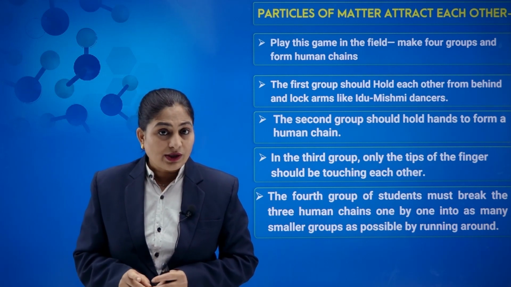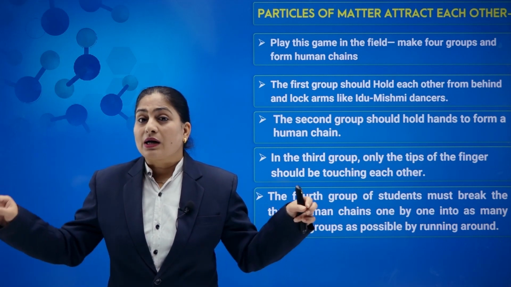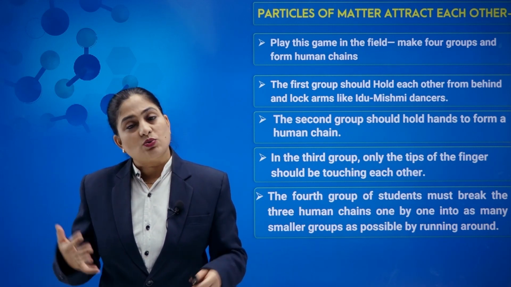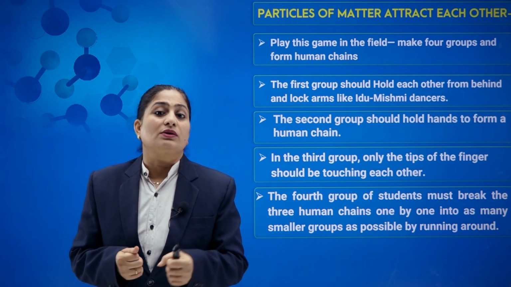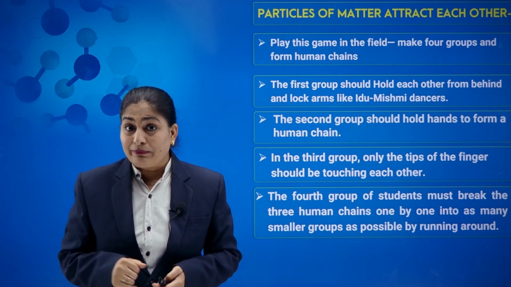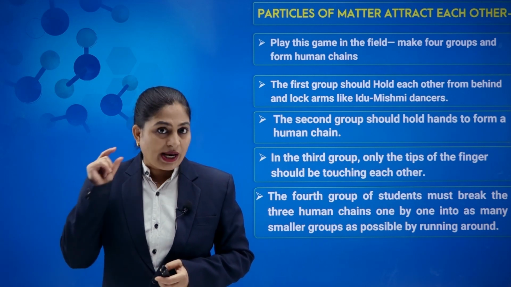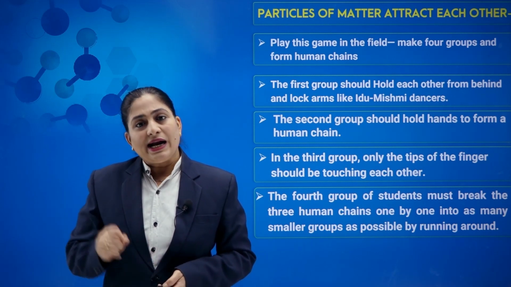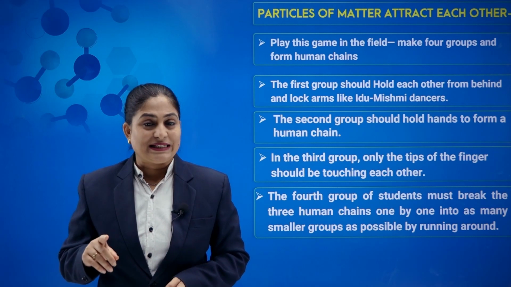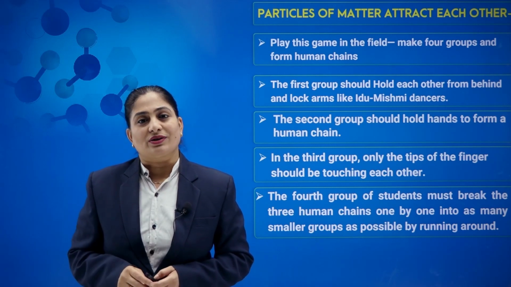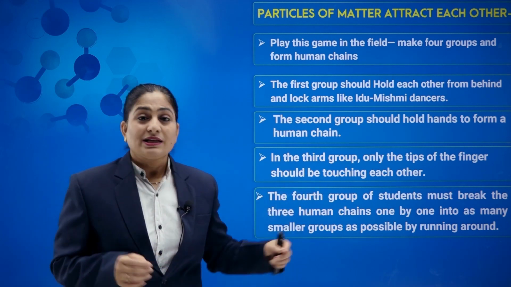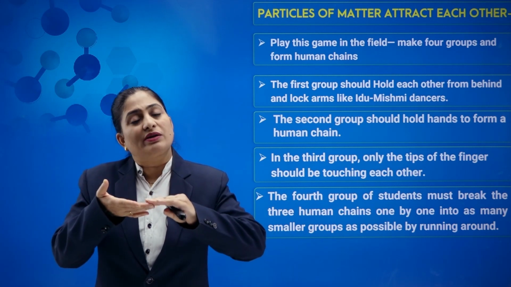So the answer is the third group, where the humans are attached only with the fingers. Then the second, where they have held their hands, and the first one, where they are locked behind with their arms. So this is how we can observe that the particles which break easily have less force of attraction. You take a piece of chalk and a piece of iron nail and try to break both. Which one will break easily? A piece of chalk will break easily because it has a weaker force of attraction. As we have discussed in this group, which chain will break easily? The third group, because of weaker force of attraction. They are just bonded by touching their fingers only.